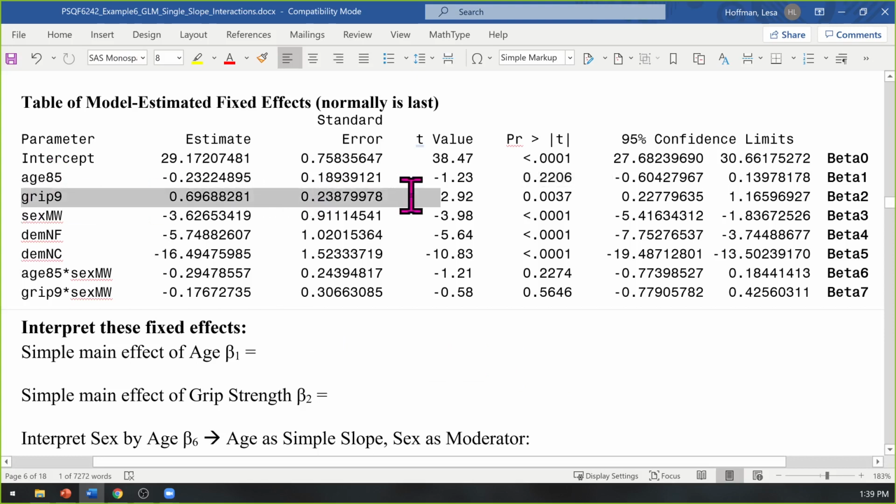Grip strength. Marginal or conditional? Conditional again, and it is significantly positive. Yeah. So in men, for every additional pound you can squeeze, your score goes up by 0.7. Yes, we're on a roll.